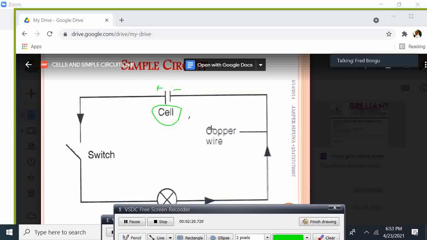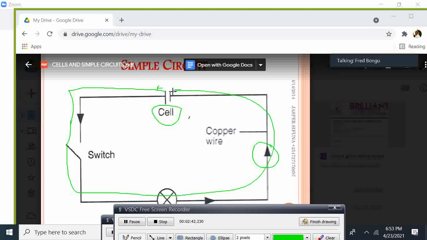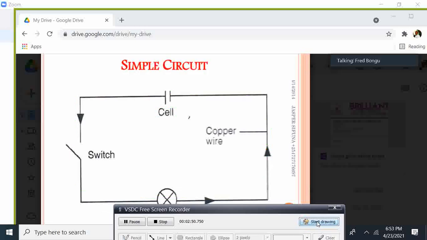Now this circuit, when you look at the arrow here, shows the flow of current. Current is flowing from the positive and coming into the negative. So current is flowing from this positive, coming down, then all the way to the cell, then coming in to the negative of the cell. So current emanates from the positive part of the cell. Keep that in mind. We are going to refer to it when I want to explain something.